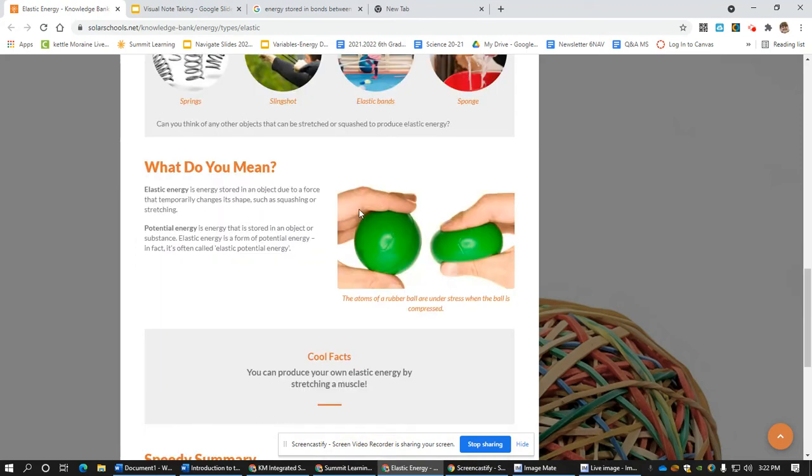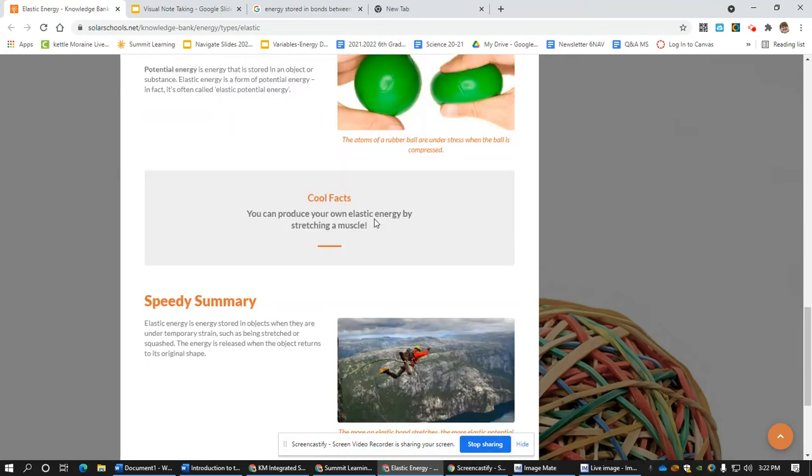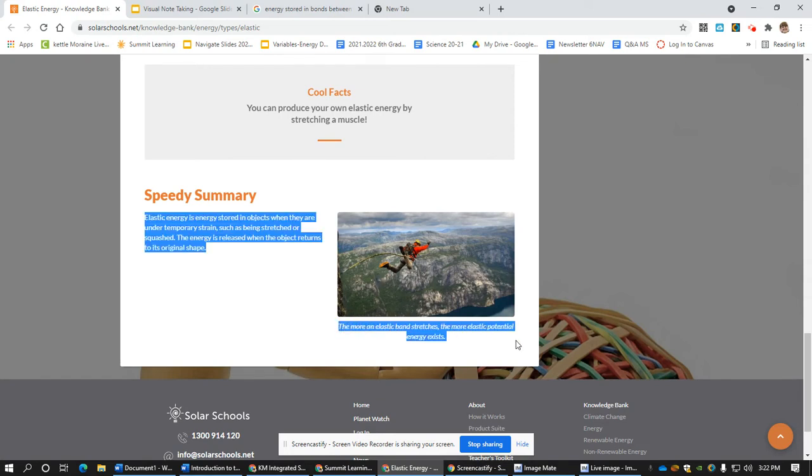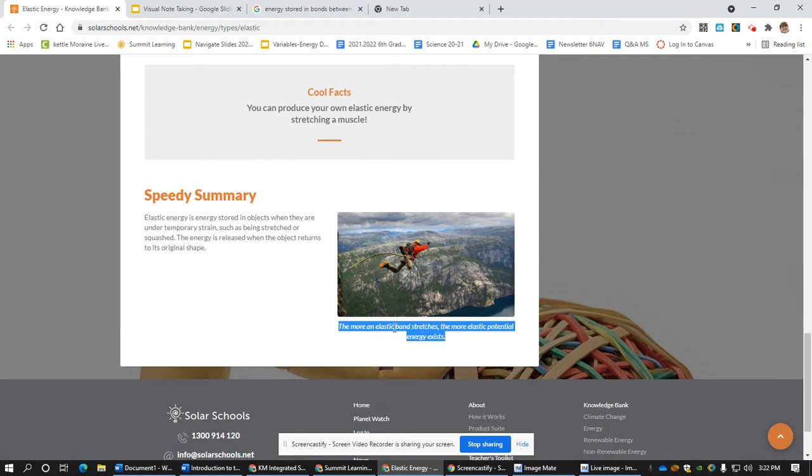I kind of looked back down and I noticed that they had an example of a bungee jumper down here. And I thought, I'm not going to draw that bungee jumper, but this right here is pretty important, this information. The more an elastic band stretches. And I just wrote down elastic band. So it kind of fit where it says an elastic band stretches.